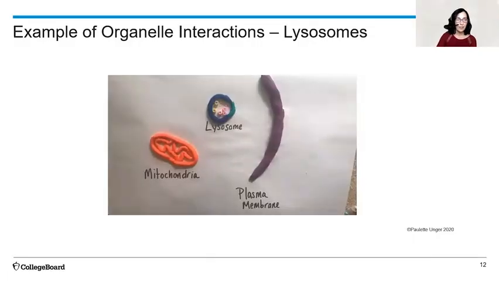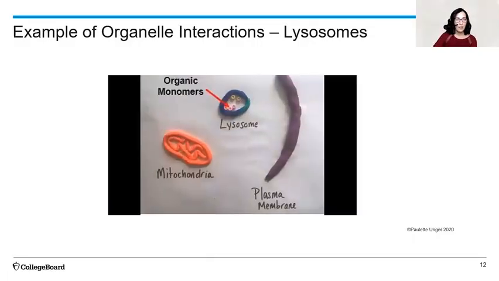So there the hydrolytic enzyme is digesting it, and now you have these organic monomers. And these organic monomers can even be released by the lysosome and be used by the mitochondria as a source of energy for the cell.